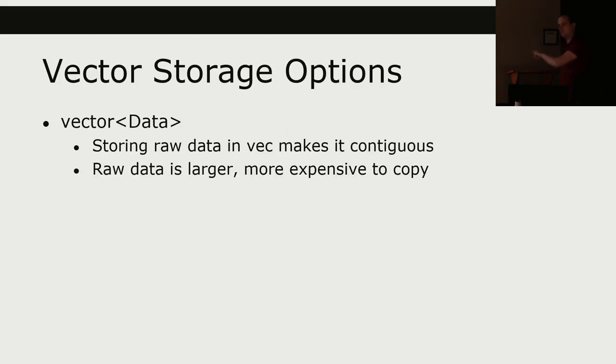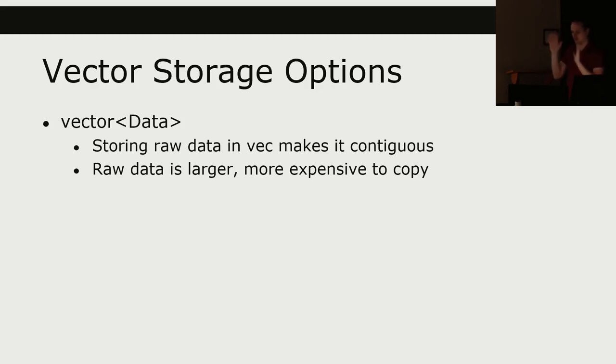Okay. There's also the question of how we're actually storing the stuff in the vector. So let's say we have some data. That data could be our entity, for example. Right now, our entity stores a tuple of all the components. If you've actually looked at that, it's a tuple, and a tuple is contiguously stored, right? So all of our components are stored contiguously inside of our entity class. So storing raw data in vectors makes it contiguous. Raw data is larger, and it's more expensive to copy. So this is an issue.